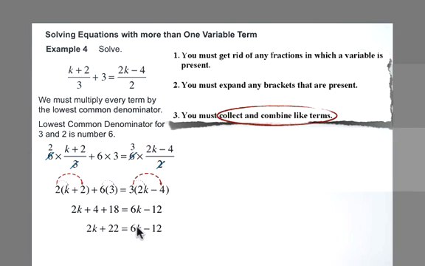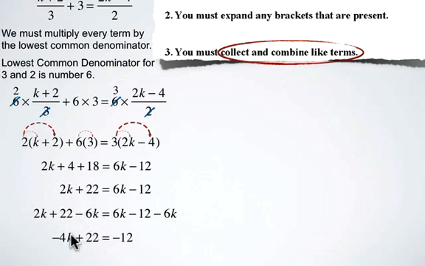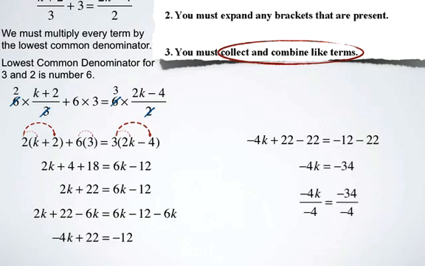Now I'm going to move this 6k so that it ends up on the left-hand side with the 2k. I do that by subtracting 6k from both sides. 2k subtract 6k is negative 4k. I still have my 22. 6k subtract 6k is 0, but I have my negative 12. Now I'm going to deal with the adding 22 by subtracting 22 from both sides, and I end up with negative 4k equals negative 34. When I divide, I get 8.5. A negative divided by a negative is a positive, and 34 divided by 4 is 8.5.